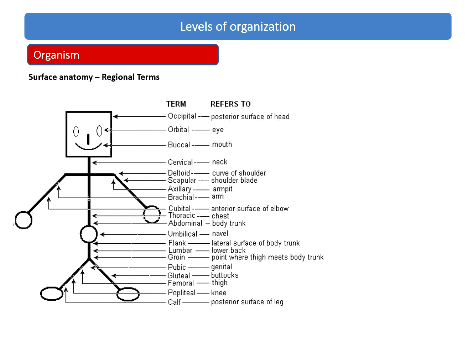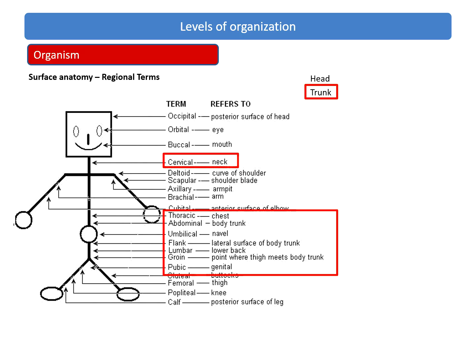Let's look at the terms related to the regions of surface anatomy. The head, for example. The occipital is the backside of the head. Orbital refers to the eye. Buccal refers to the mouth. The trunk includes the cervical region, the neck, thoracic, the chest, abdominal, the body trunk, umbilical, the navel region, flank, the lateral surface of the body trunk. Lumbar is the lower back, and groin, the point where the thigh meets the body trunk. Pubic refers to the genital area.